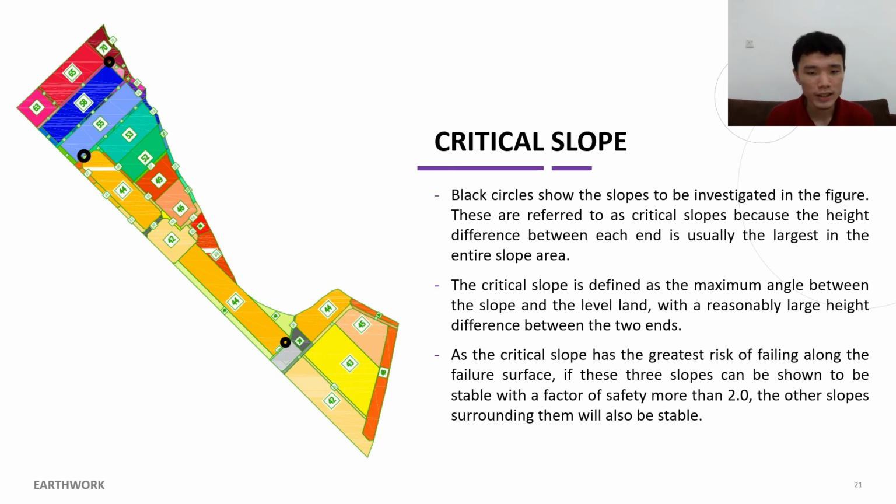These are called critical slopes because the height difference between the two ends is usually the largest in the entire slope area. The critical slope is defined as the maximum angle between the slope and the flat ground, and the height difference between the two ends is quite large. Since critical slopes have the greatest risk of failure along the failure surface, if these three slopes can prove to be stable with a safety factor greater than 2.0, the other slopes around them will also be stable.